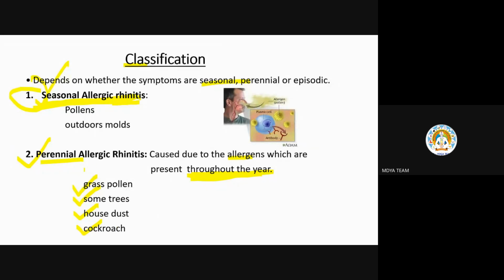So this is clear, seasonal and perennial allergic rhinitis. Yes, ma'am. Okay.